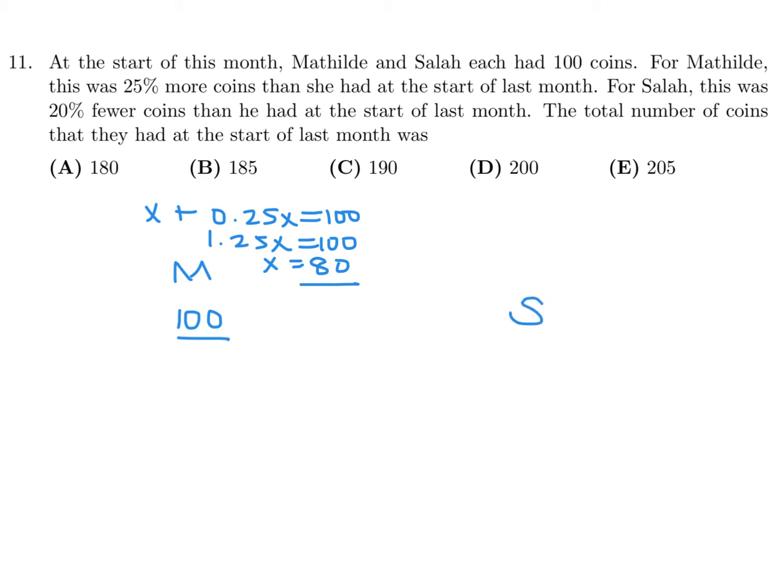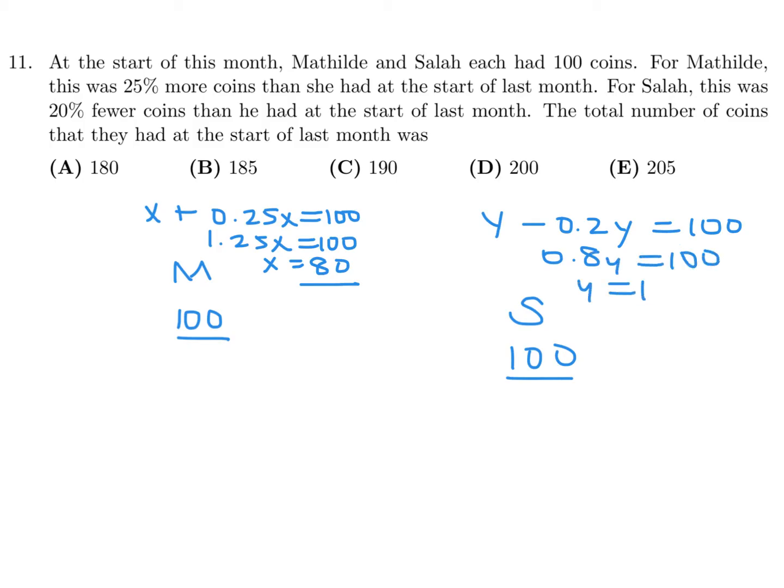The same kind of story for Salah, but be careful. This one is 100 now, but at the start of the month, Salah had a larger number because this represents 20% fewer coins than he had. So it would be y minus 0.2y equals 100, and this is 0.8y. Therefore, when you solve this, you get y equals 125. So at the start of the month, he had 125.